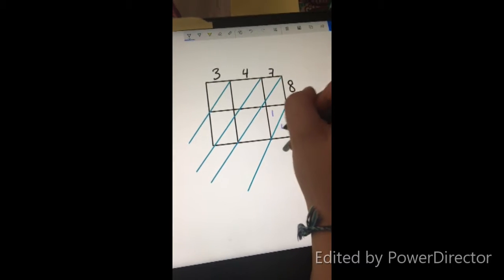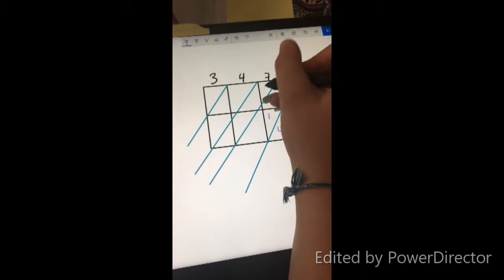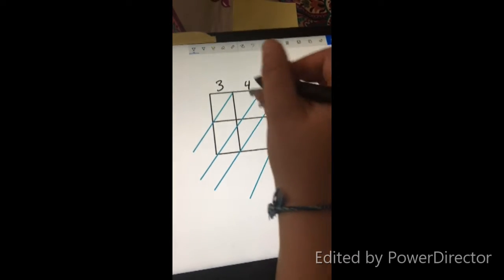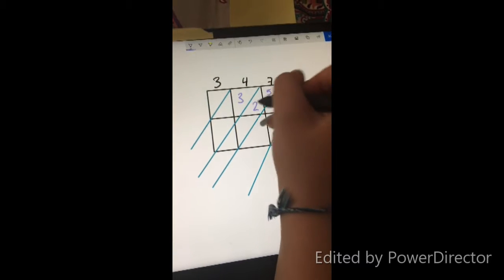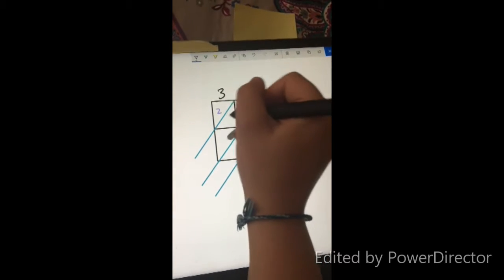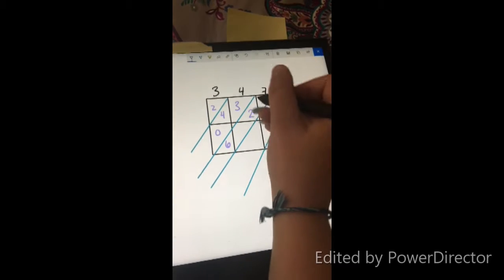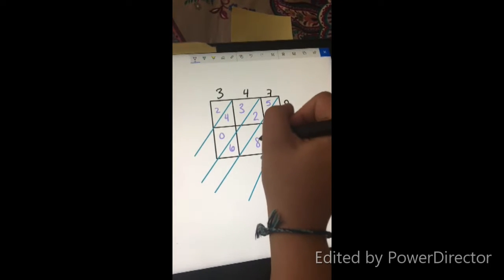7 times 2 is 14. 7 times 8 is 56. 4 times 8 is 32. 8 times 3 is 24. 3 times 2 is 6. 4 times 2 is 8.